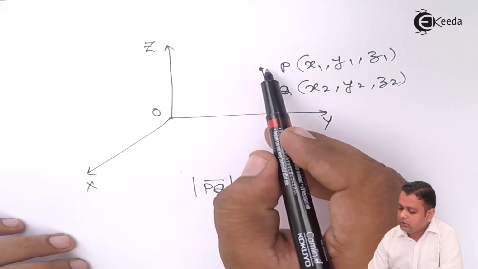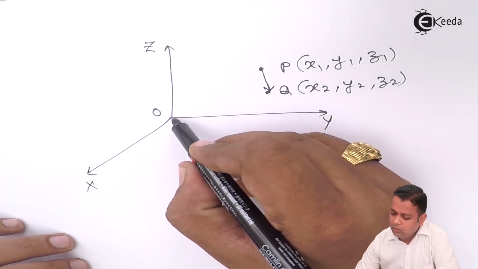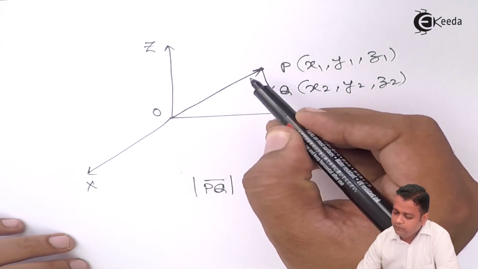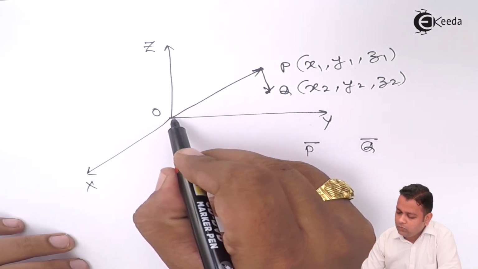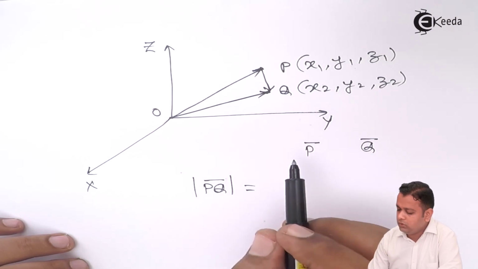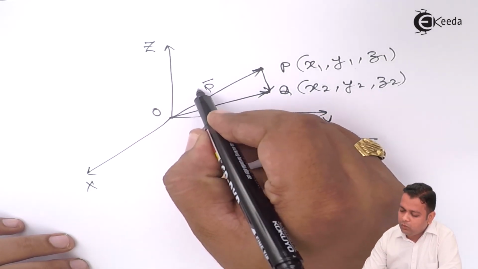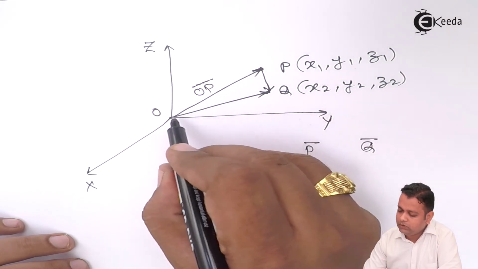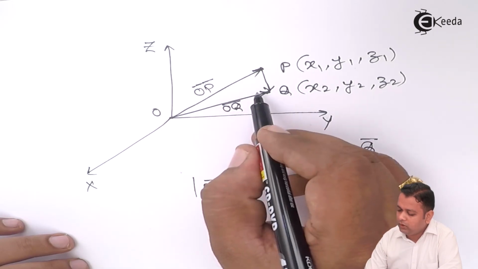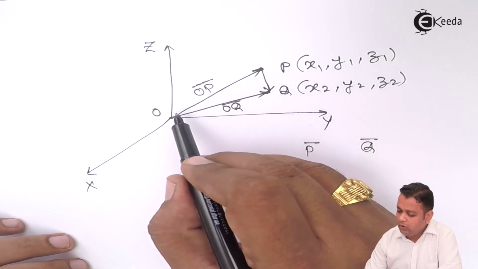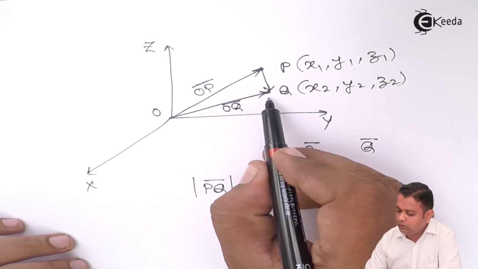Here, first of all, P bar as a vector we can take, which is nothing but the origin to point P. Q bar as a vector we can take, which is from the origin to Q. So here, this is P bar or OP bar, this is OQ bar or simply Q bar. These are the two vectors. By the triangle law of addition we can see OP bar plus PQ bar is equal to OQ bar.